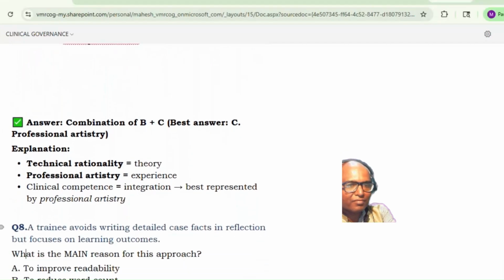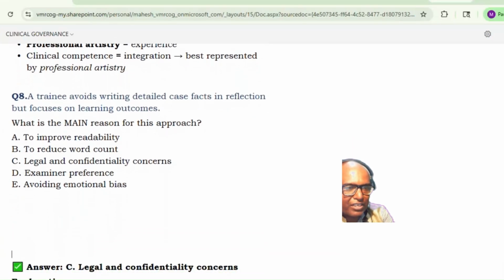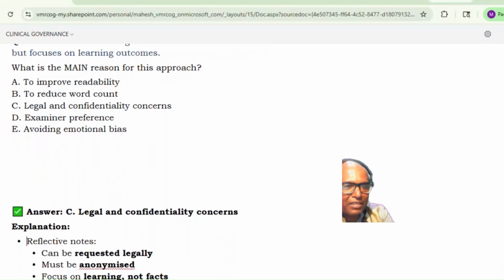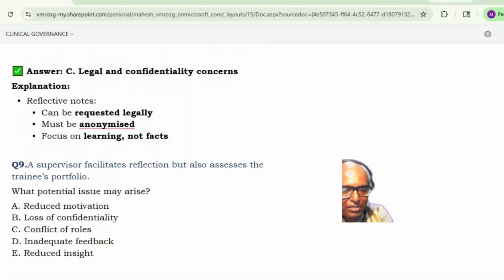Next. A trainee avoids writing detailed case facts in reflection but focuses on learning outcomes. What is the main reason for this approach? A. To improve readability, B. To reduce word count, C. Legal and confidentiality concerns, D. Examiner preference, E. Avoiding emotional bias. It is C, legal and confidentiality concerns. Legal and confidentiality concerns are there, no? So reflective notes can be requested legally also by the court. They must be anonymized and focus on learning and not on the facts as such. They are mainly for the learning notes.